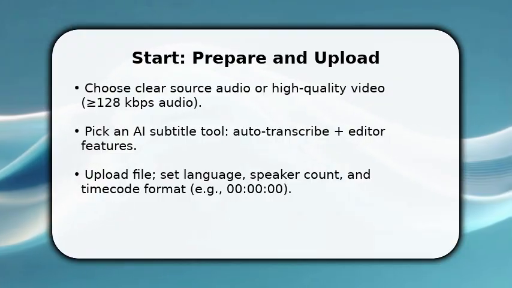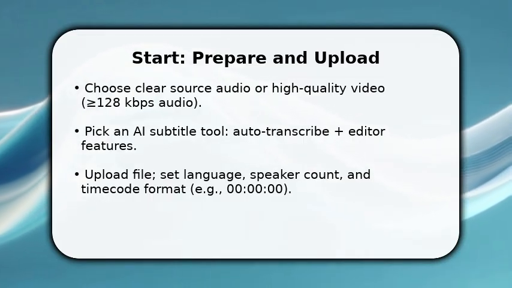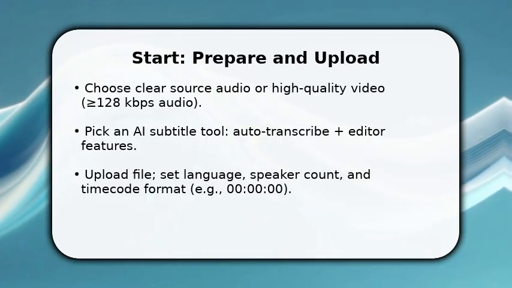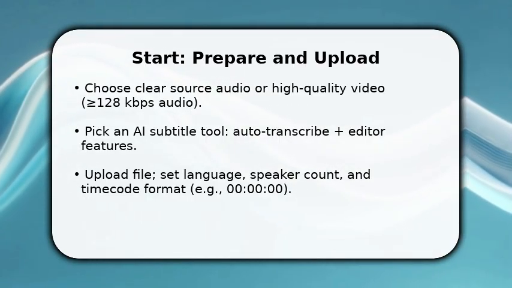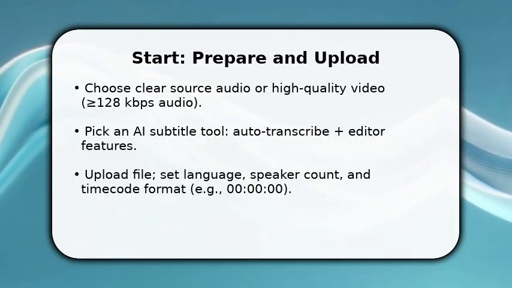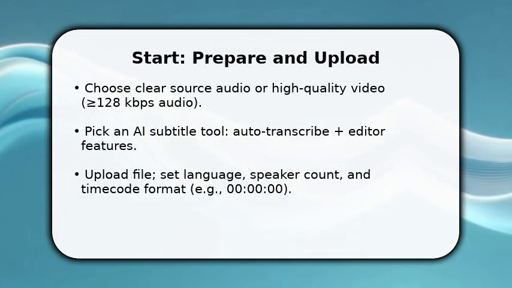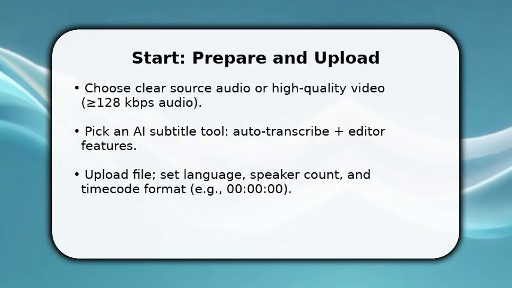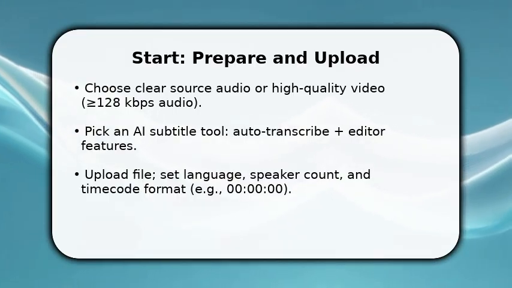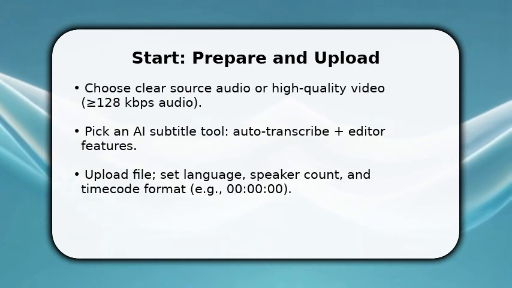You begin by preparing a clean source and uploading it to the AI subtitle tool because transcription accuracy depends on signal quality. Once uploaded, set the spoken language, expected speaker count, and timecode format so the model timestamps correctly. You'll also select output style, captions or subtitles, and desired accuracy level. Make sure to enable punctuation and optional profanity filtering. These small switches change how readable the result will be.